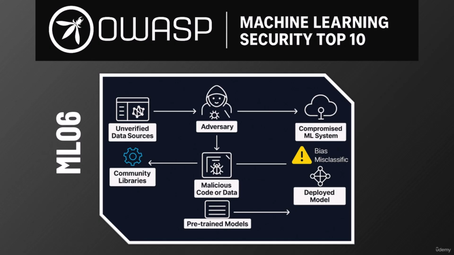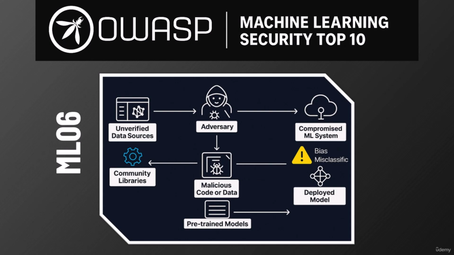Because ML systems rely heavily on external data and resources, their supply chains are often broader and more complex than those of traditional IT systems. That makes them especially vulnerable to these kinds of threats. The impact of a supply chain attack can vary depending on the specific weakness being exploited.